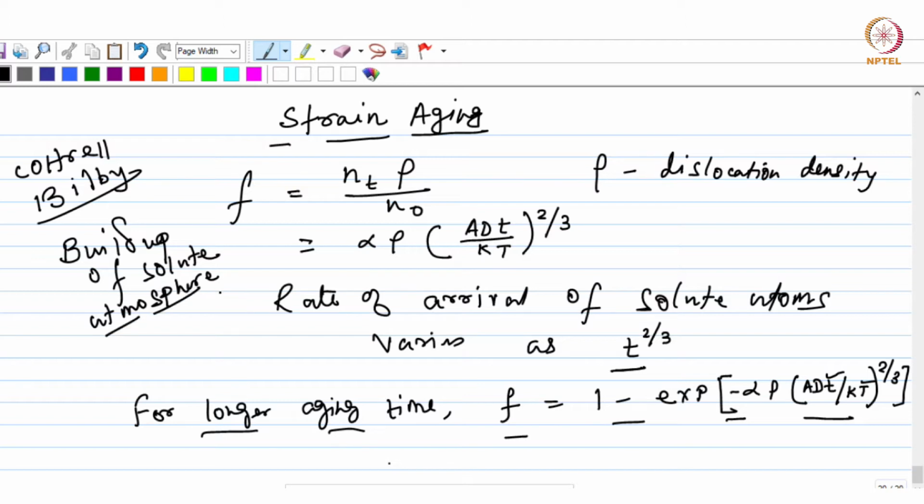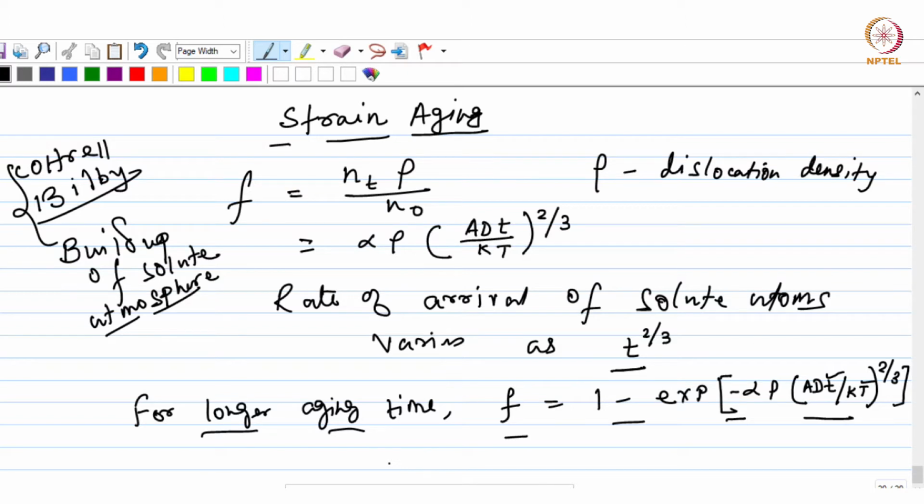And this buildup is dependent on time and temperature. Considering this Cottrell-Bilby theory, we could actually derive that the solute atmosphere buildup around the dislocations varies as t to the power 2/3, where t is the time.